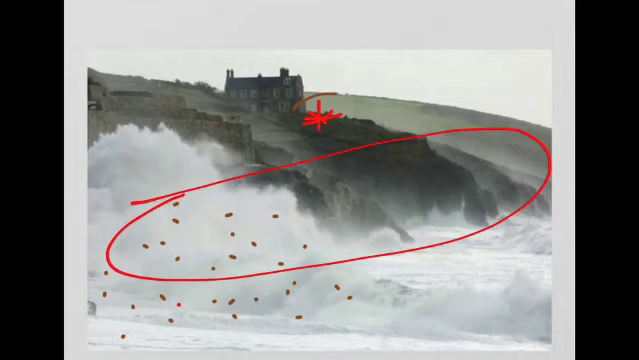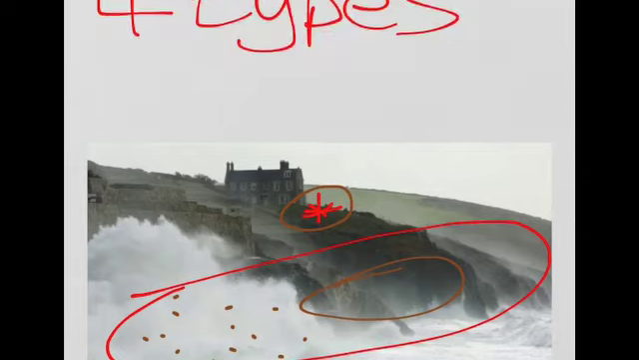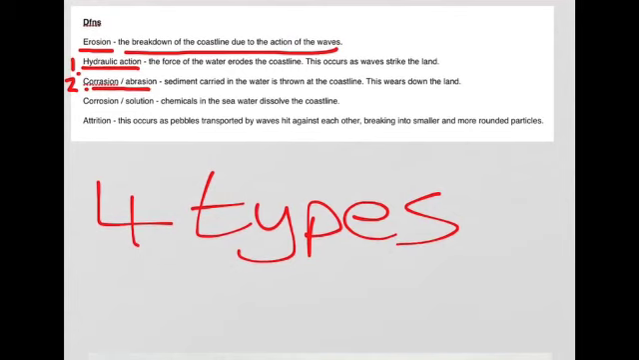And again, if you were standing on the cliff top, you might be able to hear some of these rocks actually crashing in to the cliff. As they crash into the cliff, they chip off bits of the cliff and erode the coastline again. So that is corrosion or abrasion.